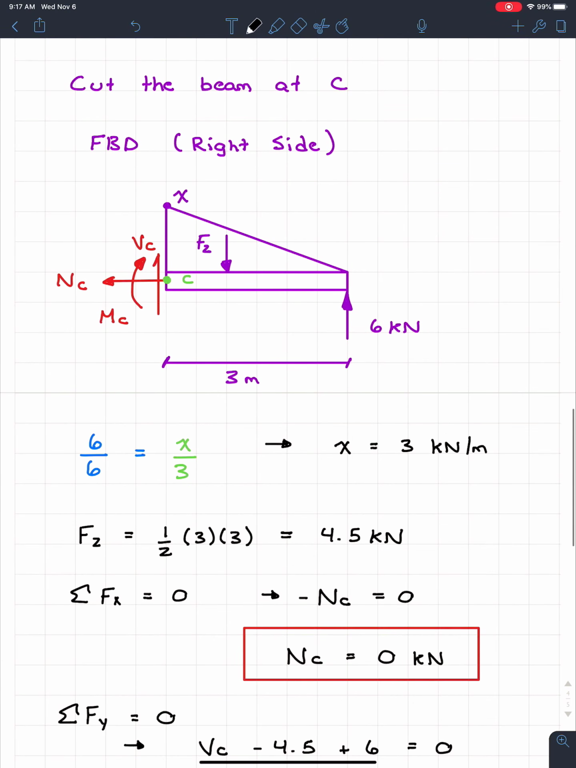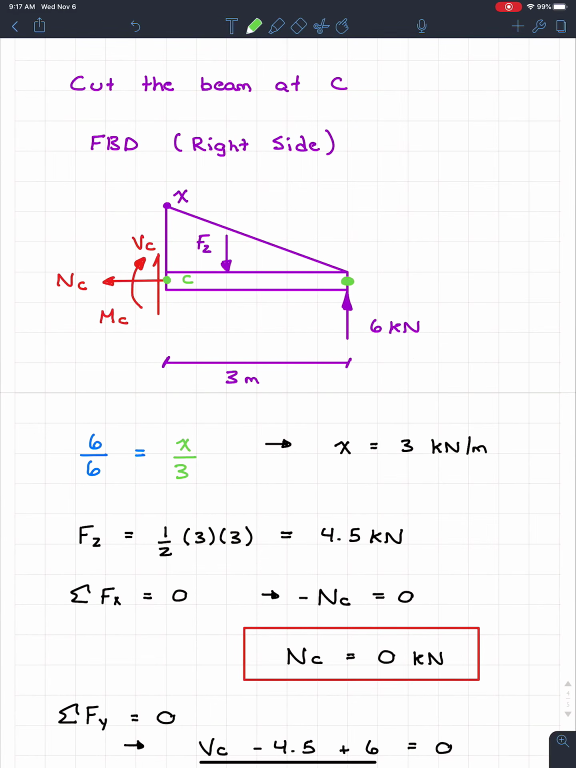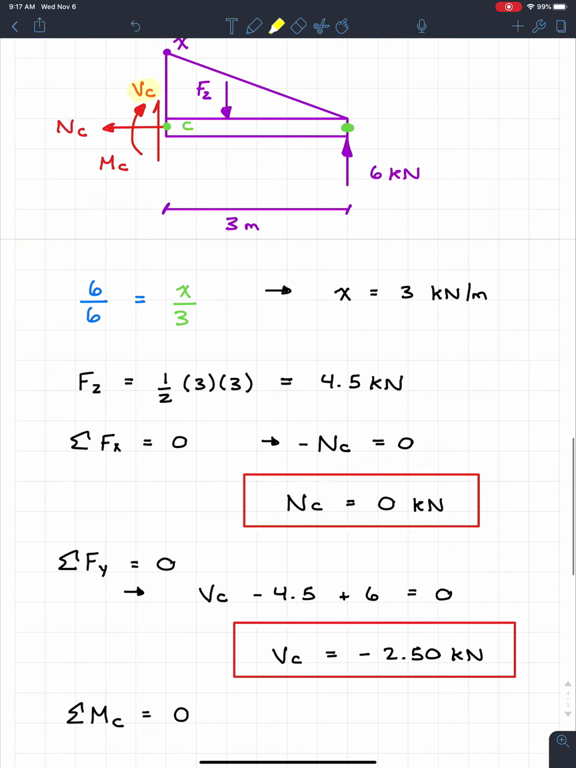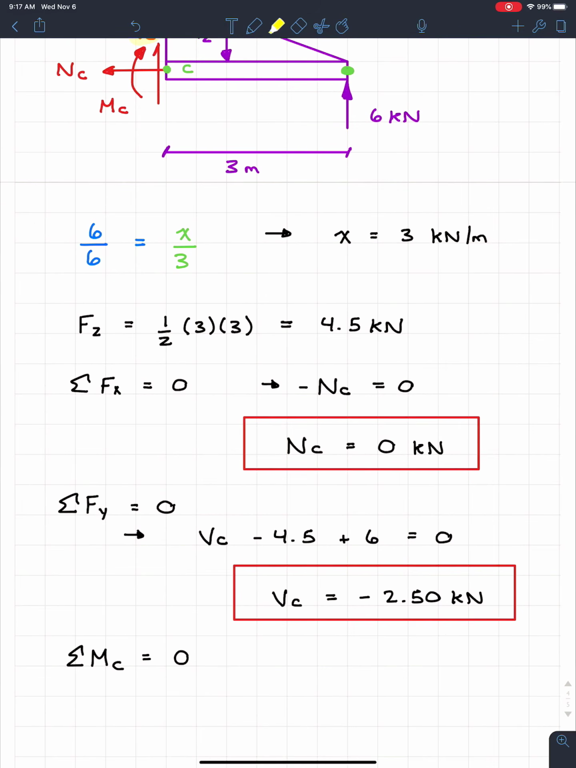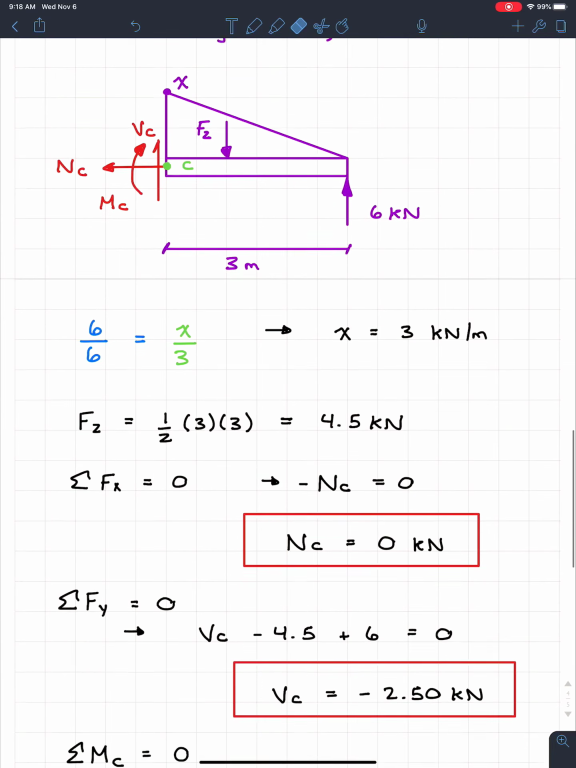And the reason why I do this is, let's say for fun that I took sum of the moments at A is equal to 0. You can do that perfectly fine. But what you're going to see is VC is going to create a moment. It's going to be VC times 3 meters. And let's say that you messed up your calculation for VC and you have the wrong value. Well, then your moment here is going to be wrong as well. But if I only take the moment at C, I don't rely on VC whatsoever. I only rely on the other stuff, which is more likely you got correct. So that's why I like to take the sum of the moments at C.